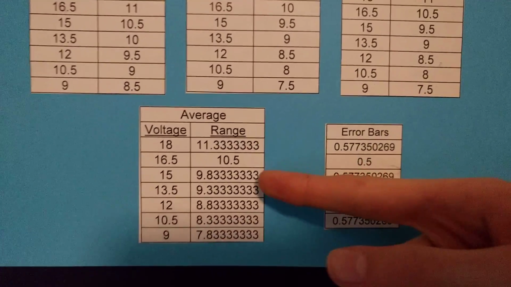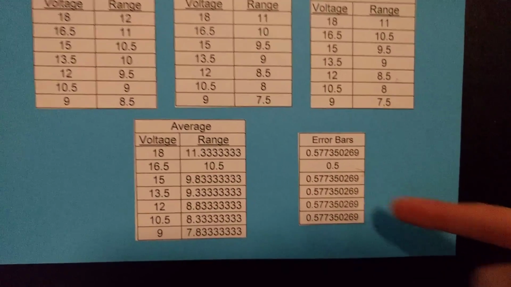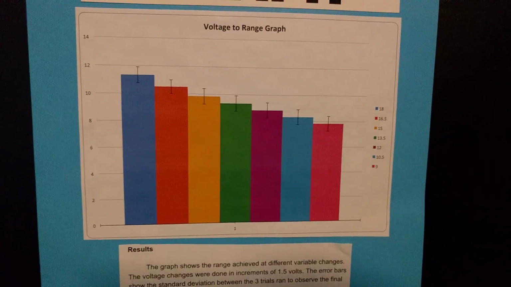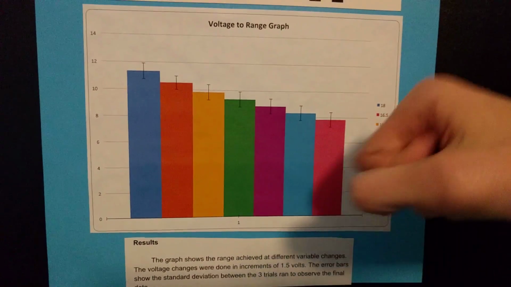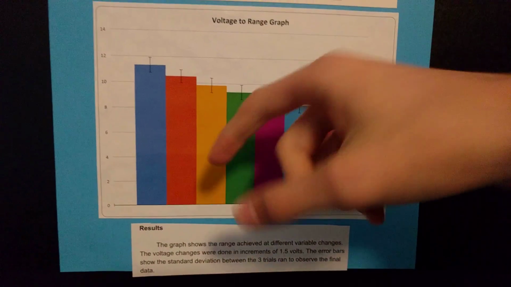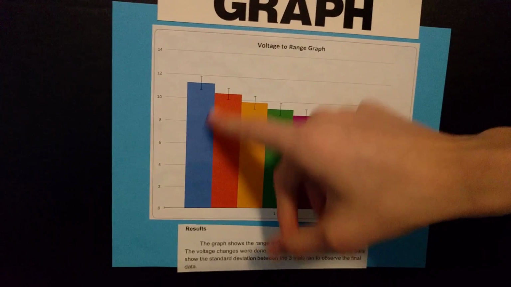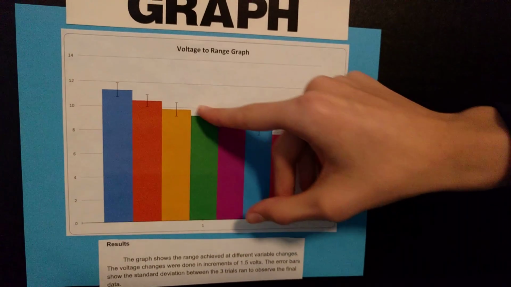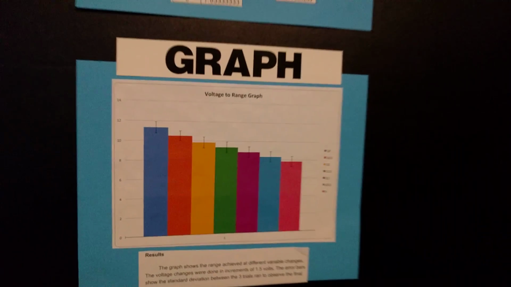I then averaged them together and found something called error bars, which you will learn about in 9th grade. I then created this bar graph. Usually you're going to use bar or line graphs for experiments. I used a bar graph to show the average in all of the different voltages, and then the error bars to show standard deviation, which, 9th grade.